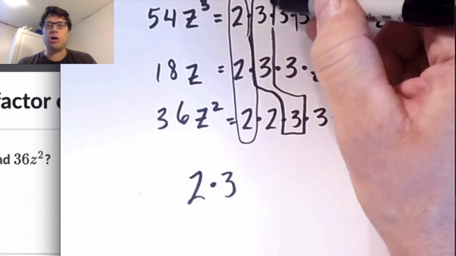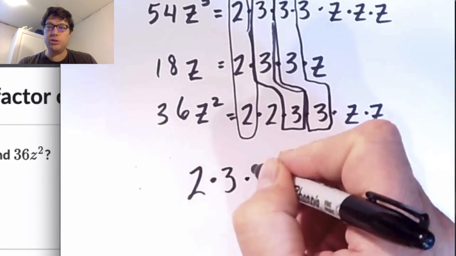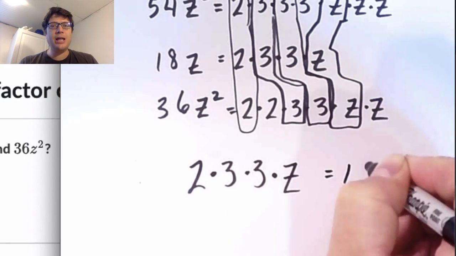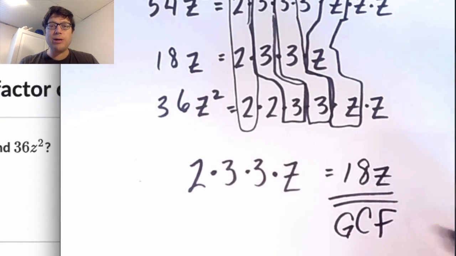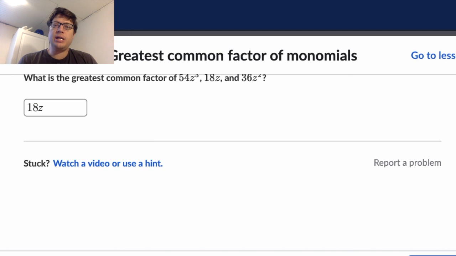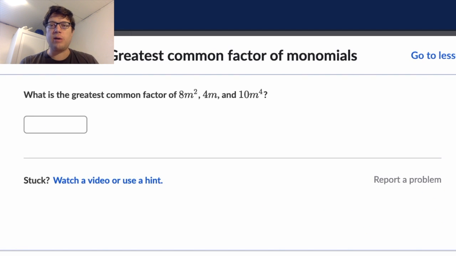Now we look for what's common. All three of them have a 2 that's a factor, a couple of 3's that are factors, and a z that's a factor. And when you compress that, multiply the 2 times 3 times 3 together with the z at the end, you get 18z. That would be the greatest common factor.